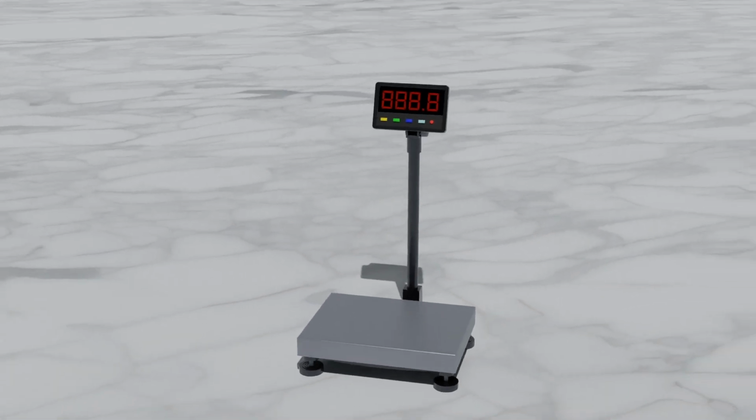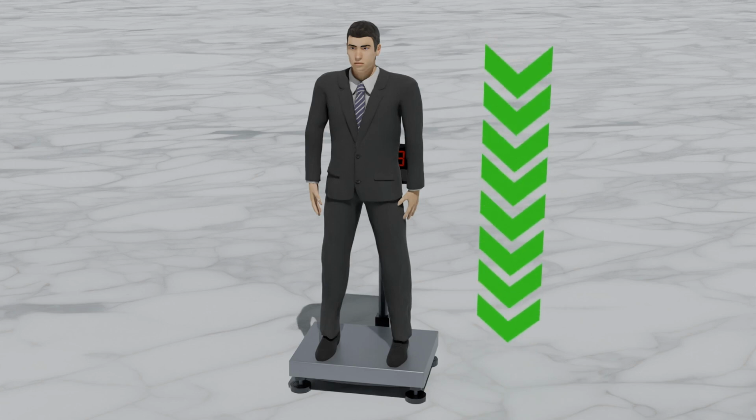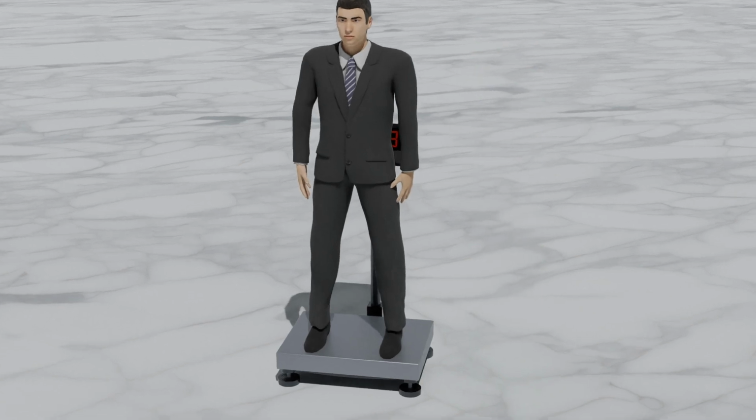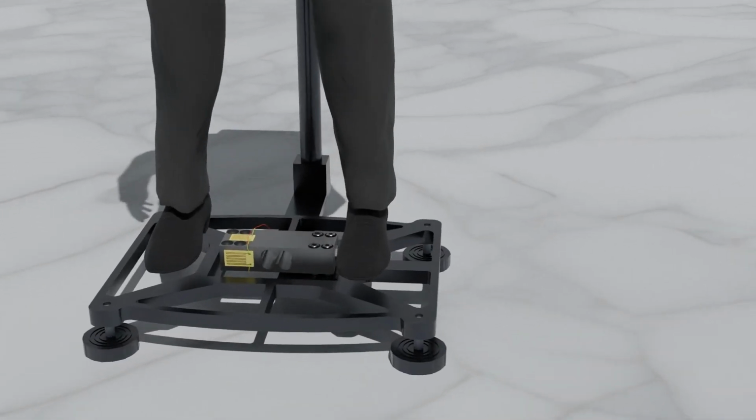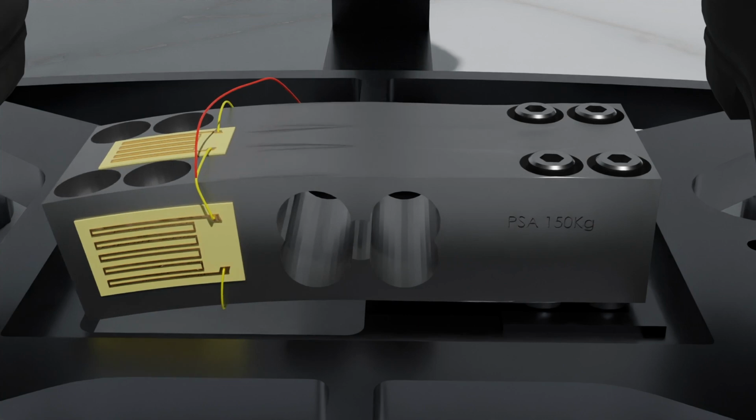When an object is placed on the weighing machine's platform, it applies a force downwards due to gravity. This force is exerted onto the internal components of the weighing machine, initiating the measurement process. Within the weighing machine, load sensing mechanisms, such as load cells, are responsible for detecting the applied force.